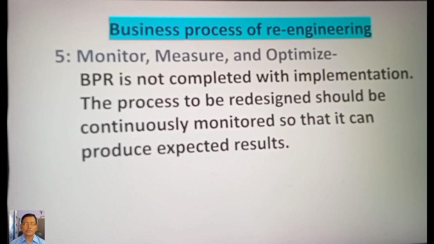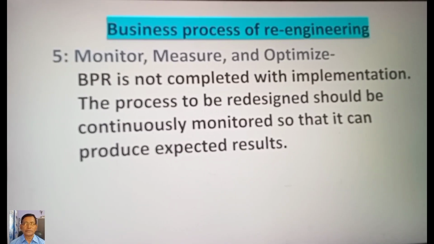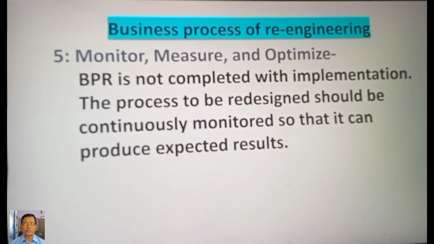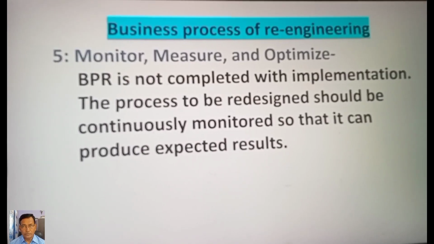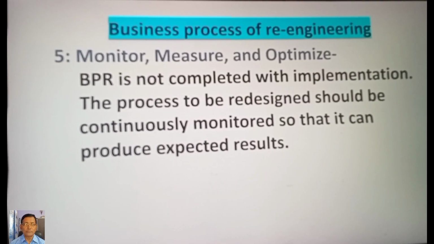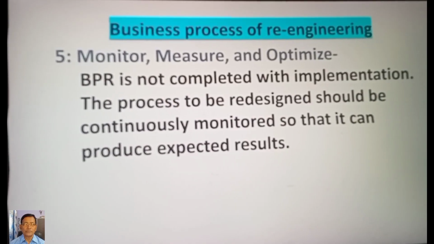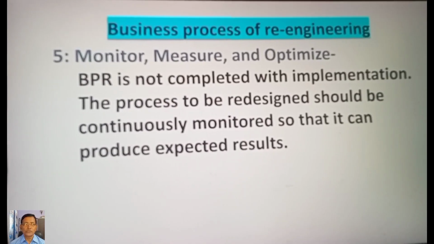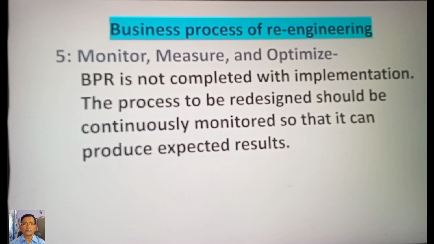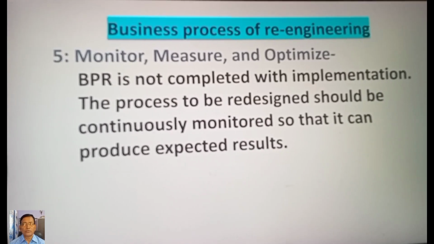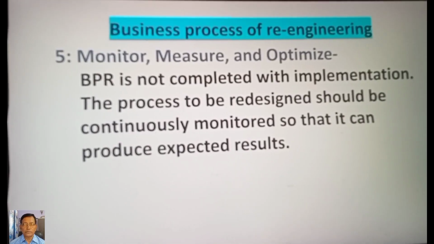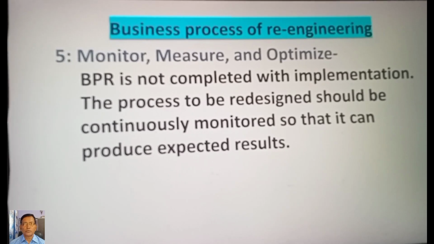Fifth step, monitor, measure, and optimize. BPR is not completed with implementation. The redesigned process should be continuously monitored so that it can produce expected results. Periodical auditing and optimization ensures future performance and a viable competitive lead.